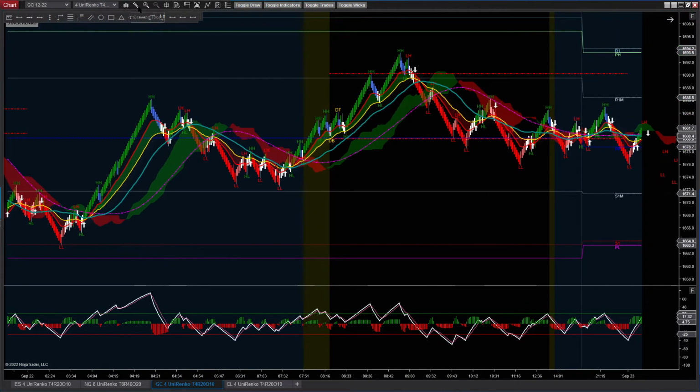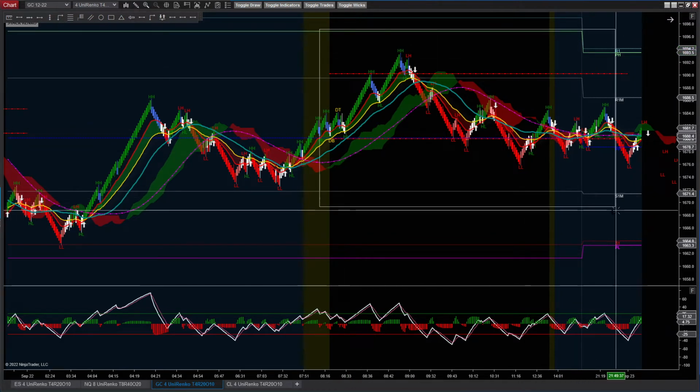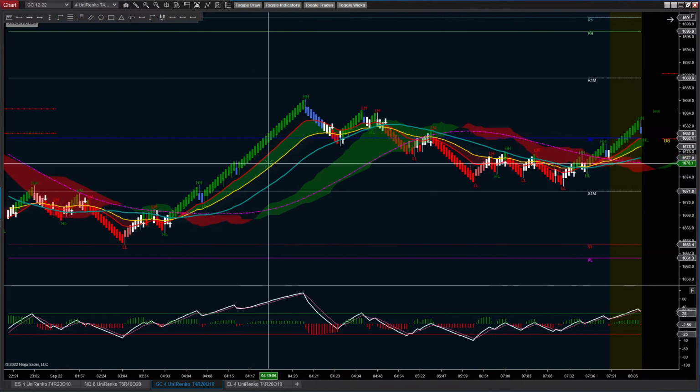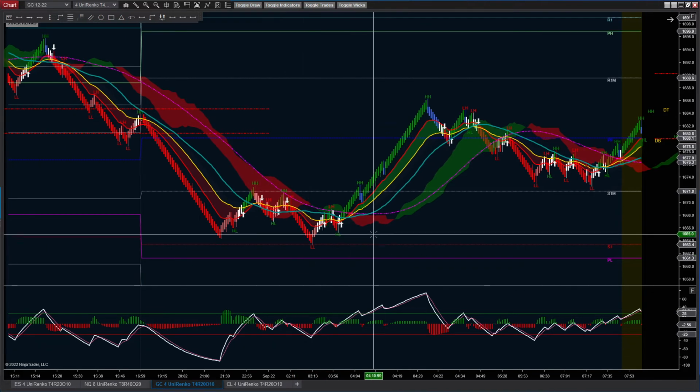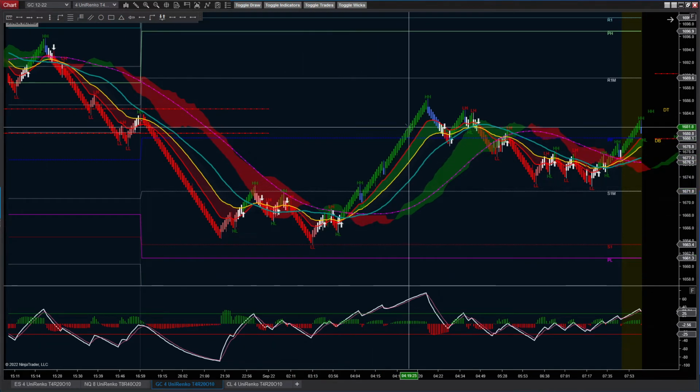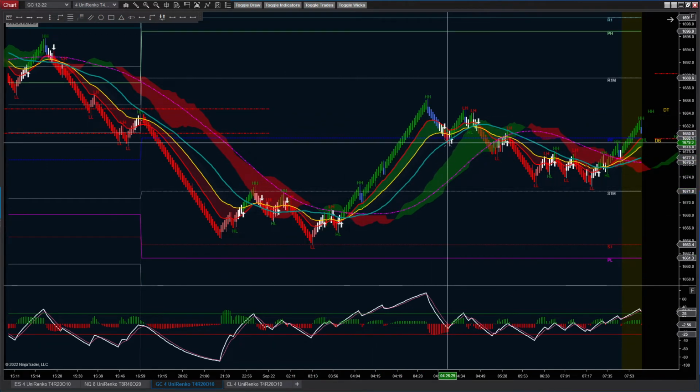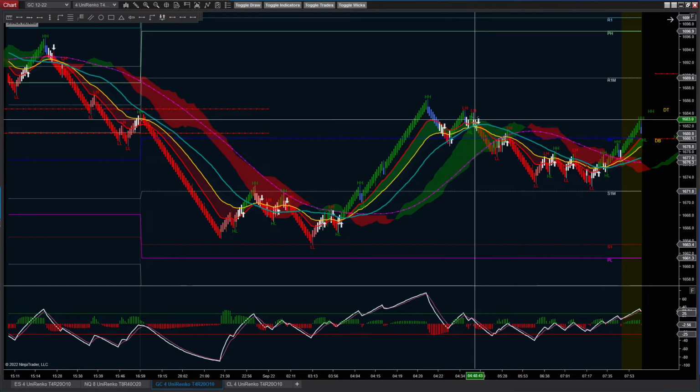Let's expand this one a little bit more right here so we can see it better. So this is the day action, right? You see that the market is going up here, then goes down. There's a couple of higher highs and higher lows here.